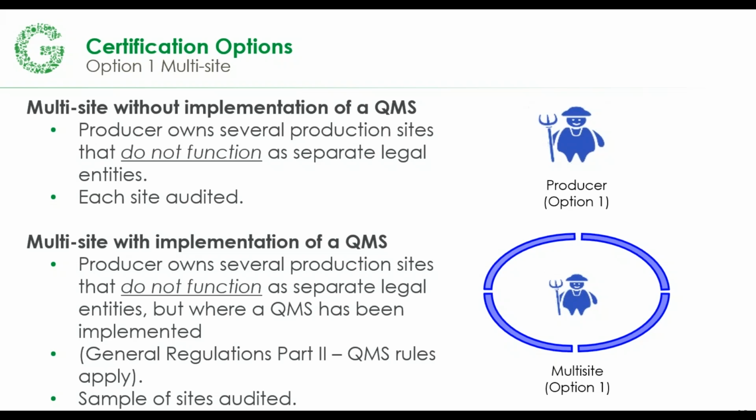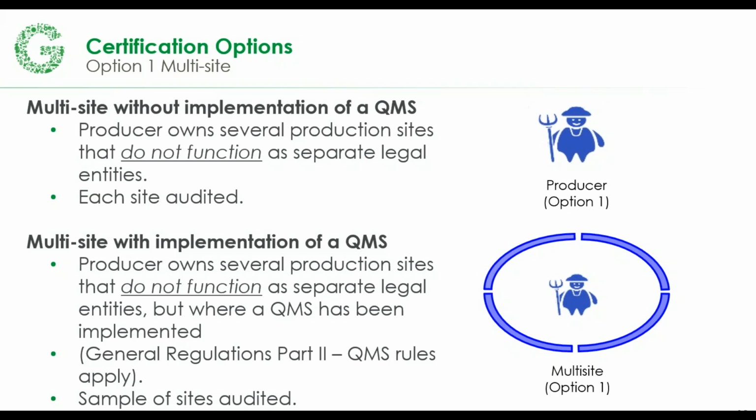compliance criteria. With a multi-site with implementation of a QMS, say you have 12 different sites, for example, in 12 different states, and it's the same situation where those sites do not operate as separate legal entities. However, there are too many sites at harvesting at different points in the year. It becomes too complicated to schedule 12 different audits. So the site decides to implement a quality management system.